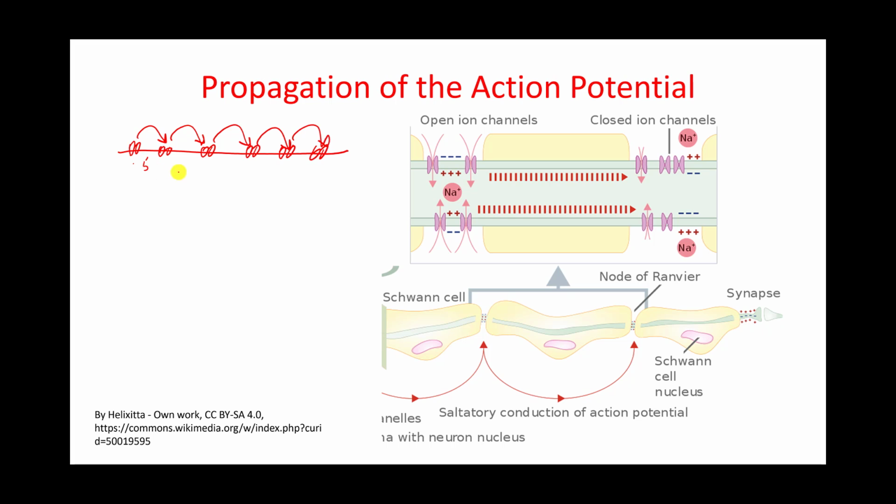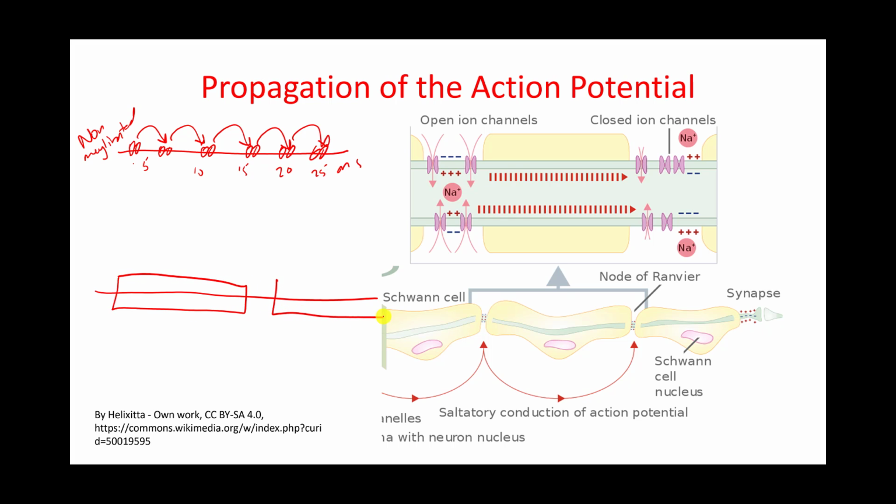Like this is 5, 10, 15, 20, 25 milliseconds. This is non-myelinated. But if it was myelinated, then there is the myelin sheath, extended, and there is a myelin sheath. In the case of the myelin sheath, the sodium and potassium gates are only in the nodes of Ranvier.